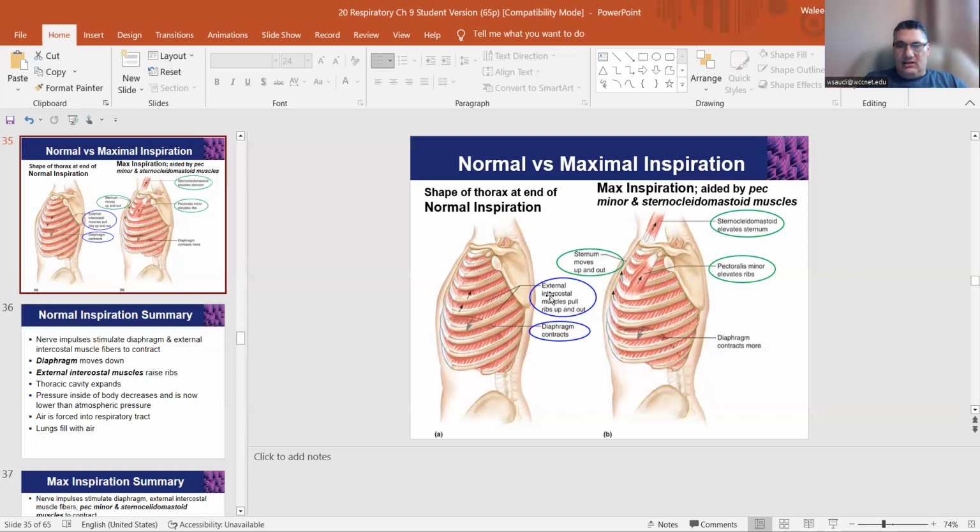Adding to those, still we're going to use those. But if you're doing maximal inspiration, like you are exercising or something, you're going to use pectoralis minor that also elevate the ribs just to help the external intercostal, and the sternocleidomastoid elevating this sternum, this collarbone right here.